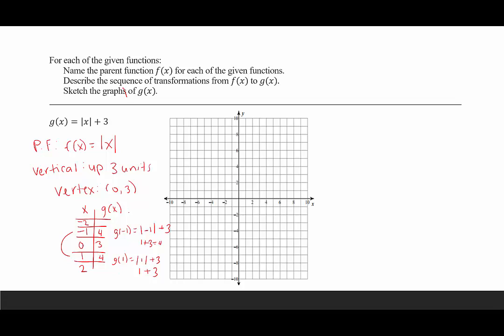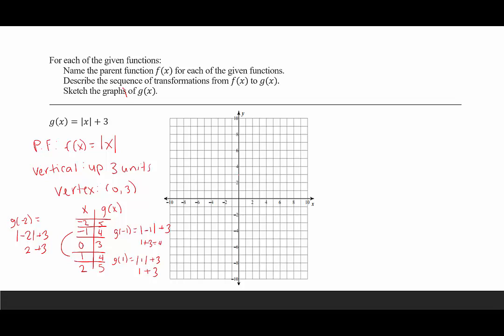Since I have more room up here, I'll choose... I can work over here. I'll choose -2. So G of -2 will be the absolute value of -2 plus 3. The absolute value of -2 is 2, and 2 plus 3 is 5. So we have (-2, 5), and we know that because it's symmetric, it will also be (2, 5). Now we're ready to graph this.